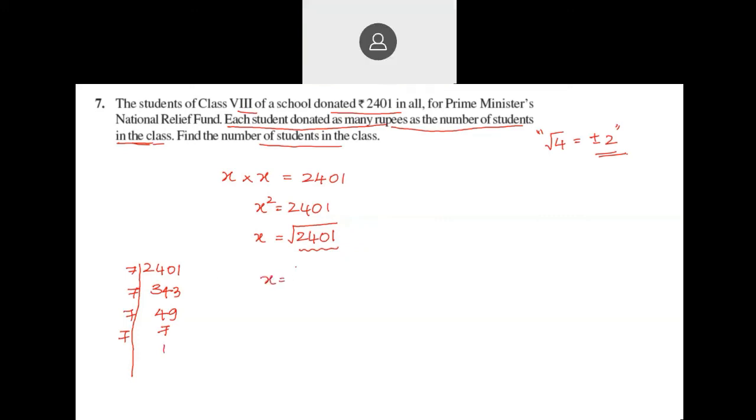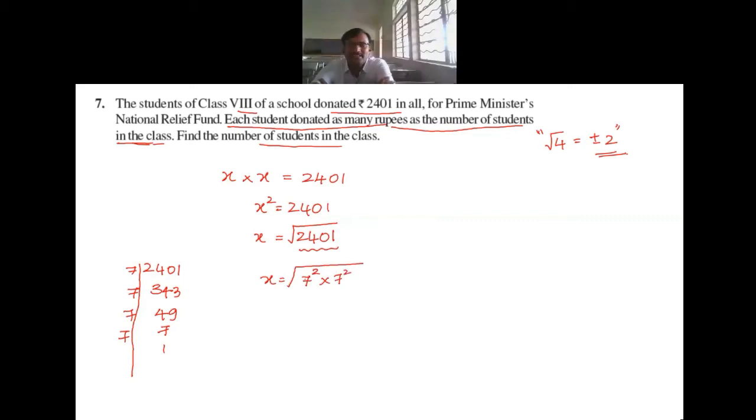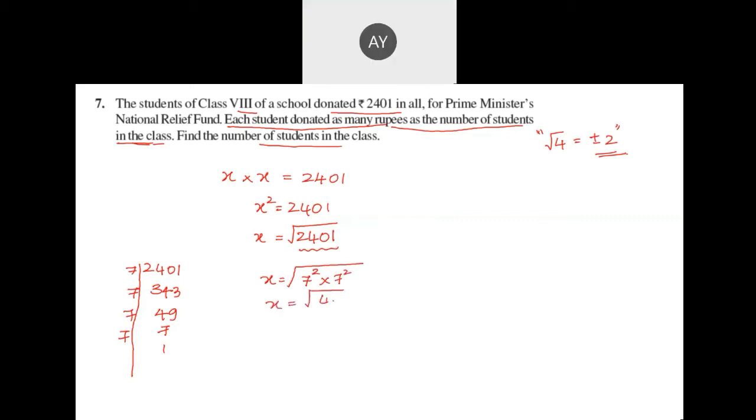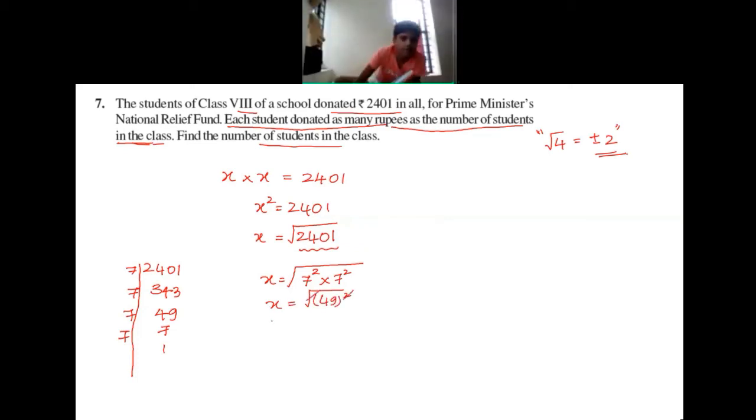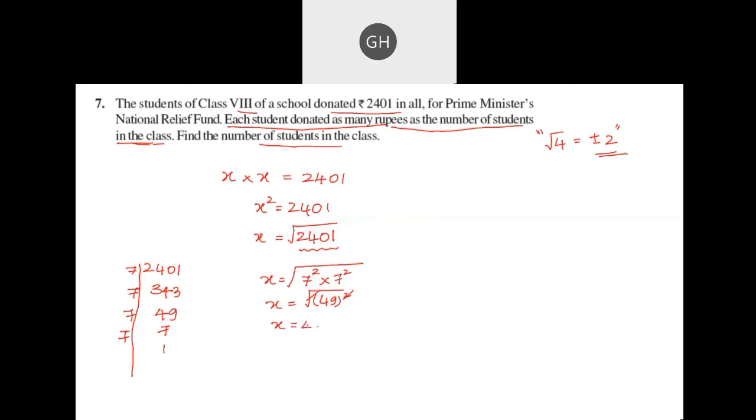When we write 7 square into 7 square, it is equal to 2401. So x is equal to the square root of 49 whole square. The square root and the square get cancelled. We get x as 49.